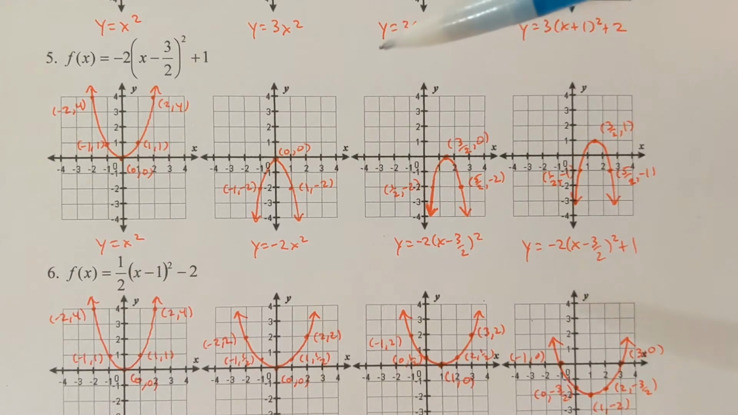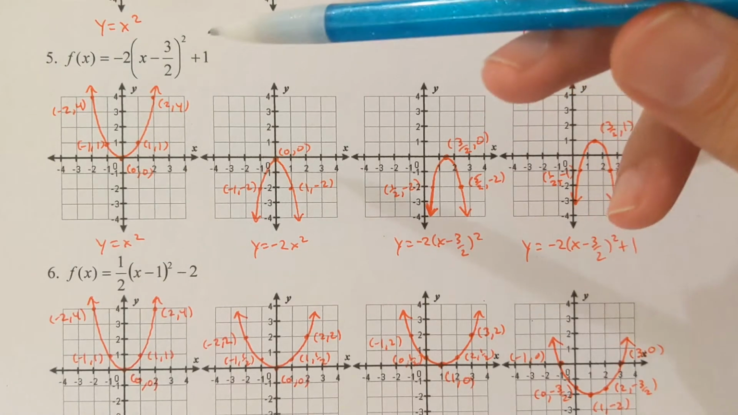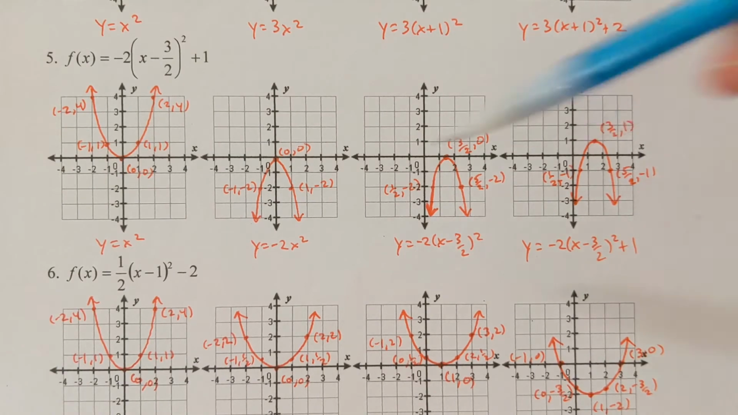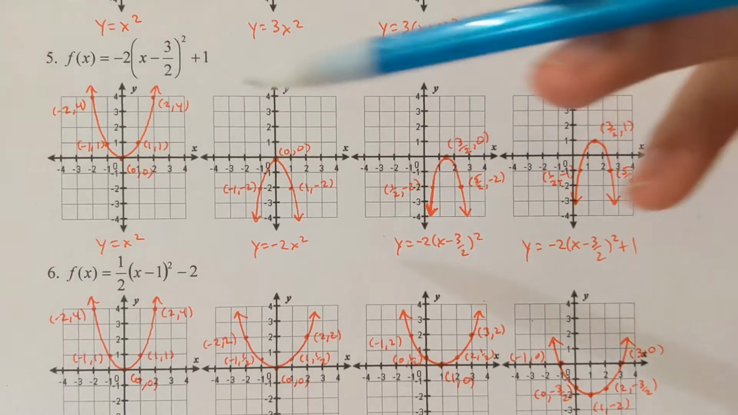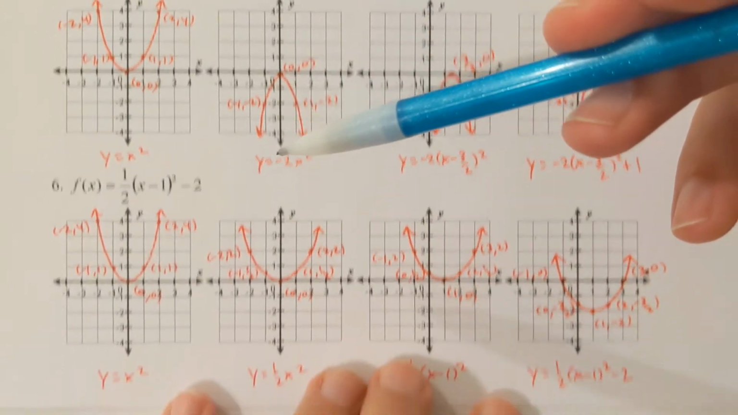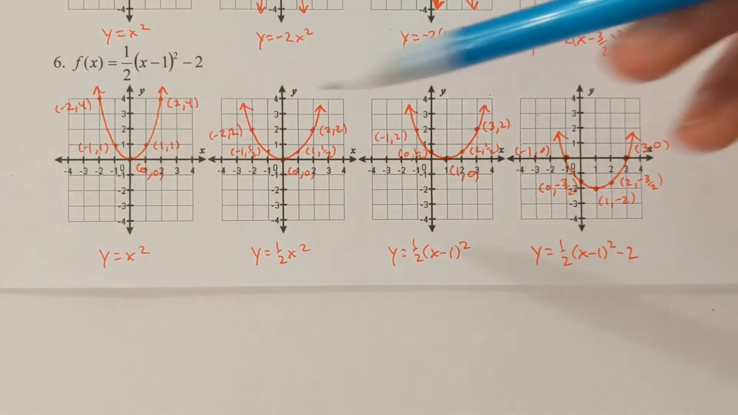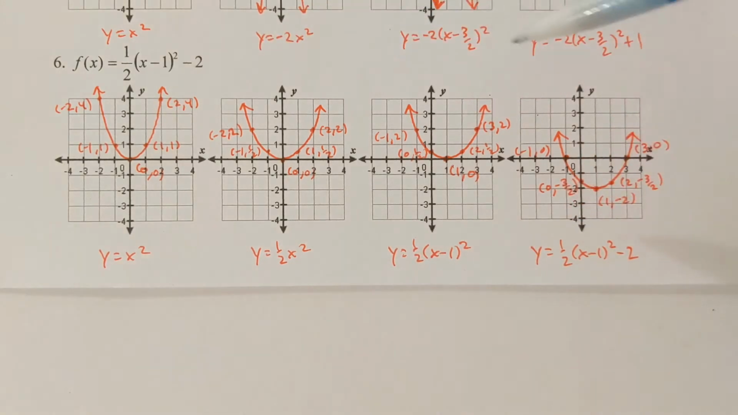Just to tie this in, the vertex is always at the point (h, k). So (3 halves, 1) is going to be where the vertex is. That's something I can know right away, before I even sketch any of these four functions. I can know that my final answer is going to be at (3 halves, 1). Same thing for problem 6. Before I sketch any graph, I can know that my final answer is going to be at the point (1, negative 2).